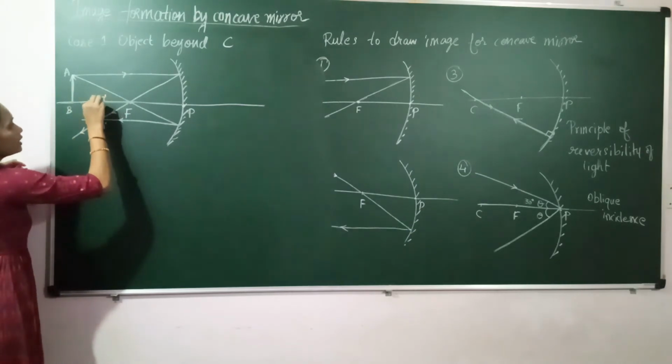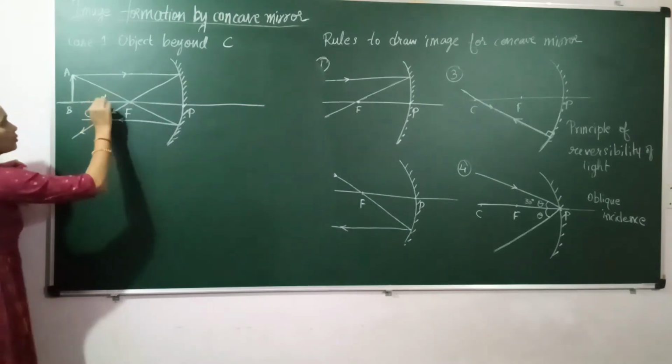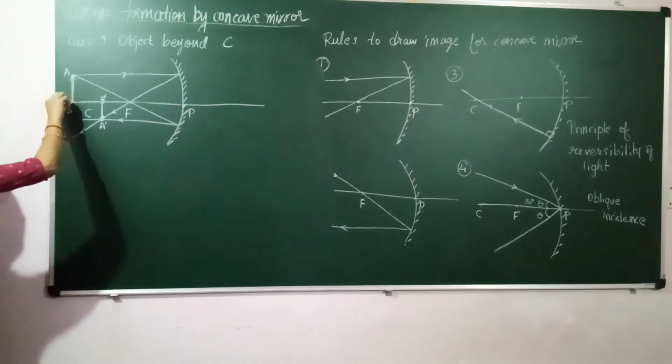So here the image B dash will be formed on the principal axis, because the object is also placed on the principal axis.